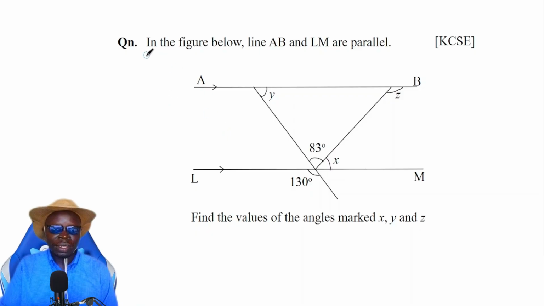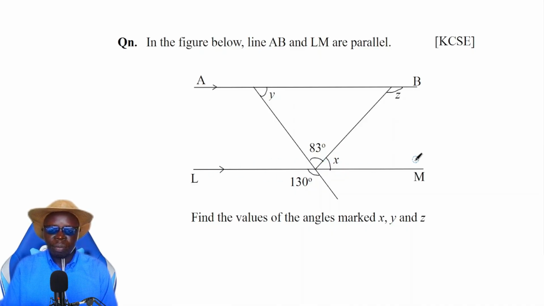The question says, in the figure below, line AB and LM are parallel. As you can see, parallel lines are always indicated with arrows. Find the values of the angles marked X, Y, and Z. X is here, Y is here, and Z is here. So the first thing we have to do is to always study the angles.